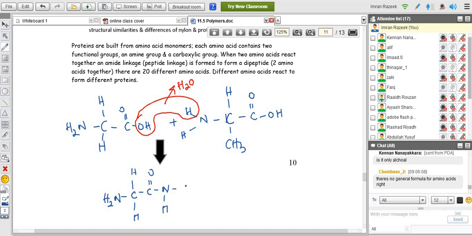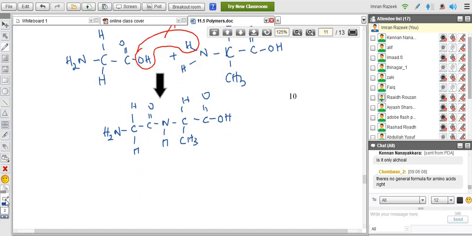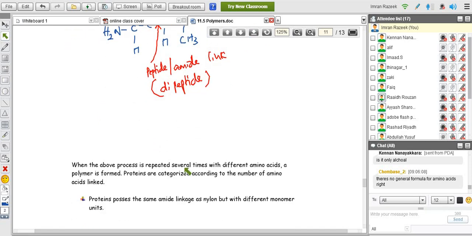If many peptide linkages are formed, that's referred to as a polypeptide, which is the protein, which is the polymer. This is not the polymer, this is just a dipeptide. Two amino acids and one peptide linkage, in fact. So this is the peptide linkage, the amide linkage. And this molecule is known as a dipeptide. It does not mean that there are two peptide linkages. In a dipeptide, there's only one peptide linkage, but there are two amino acids combining together.